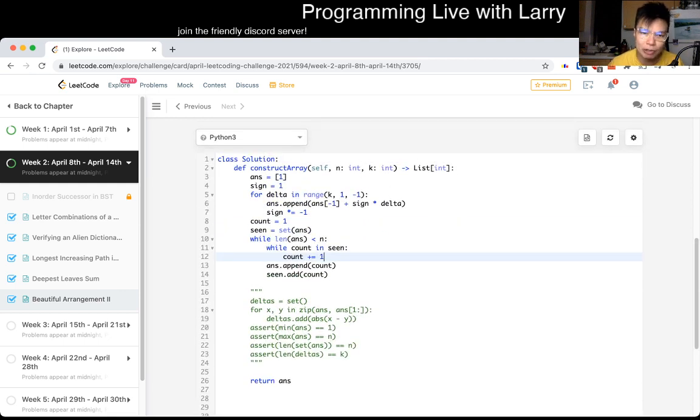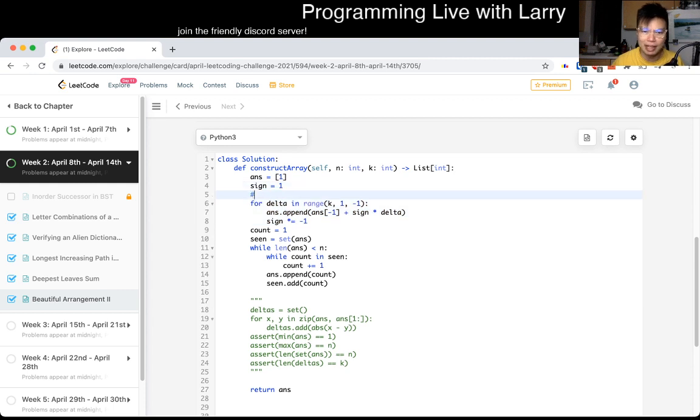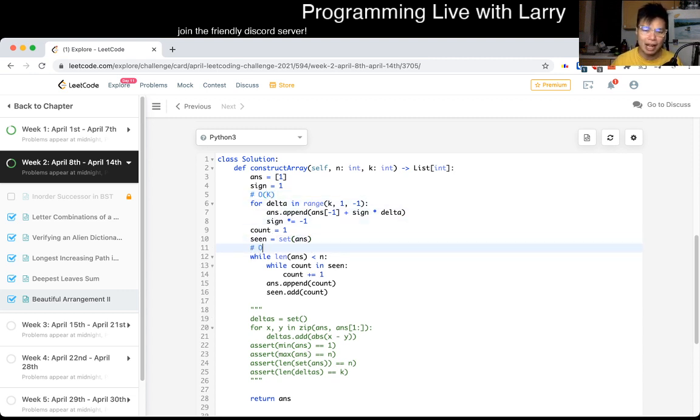Okay, so let's go over the complexity real quick. So this loop is clearly going to be O of k, which is O of n in the worst case, I suppose, depending on how you want to call that. Here, this is also O of n. You could say this is n minus k if you want to be precise, but it's going to be dominated by n. n is strictly bigger than k, so let's just say these two while loops will be O of n each.